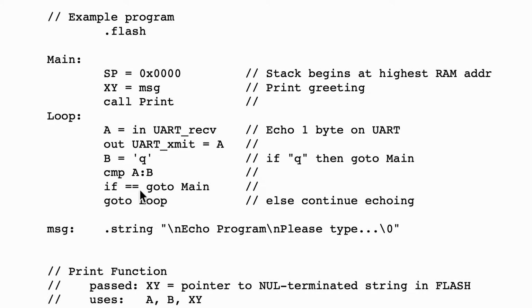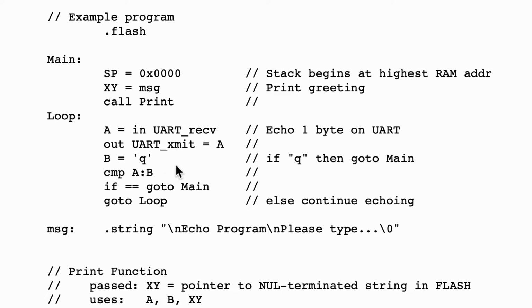So let's go through this in a little bit more detail. On entry, we begin executing at the beginning of flash. So the flash directive tells the assembler that anything that follows will go into the flash memory. There's also a .ram directive. That's not shown in this example, but it would be used to lay out the addresses in the RAM memory.